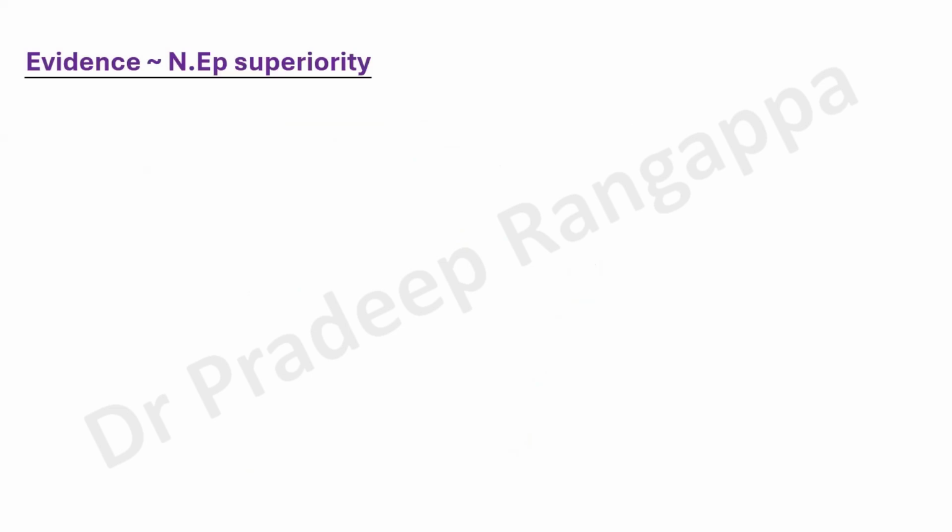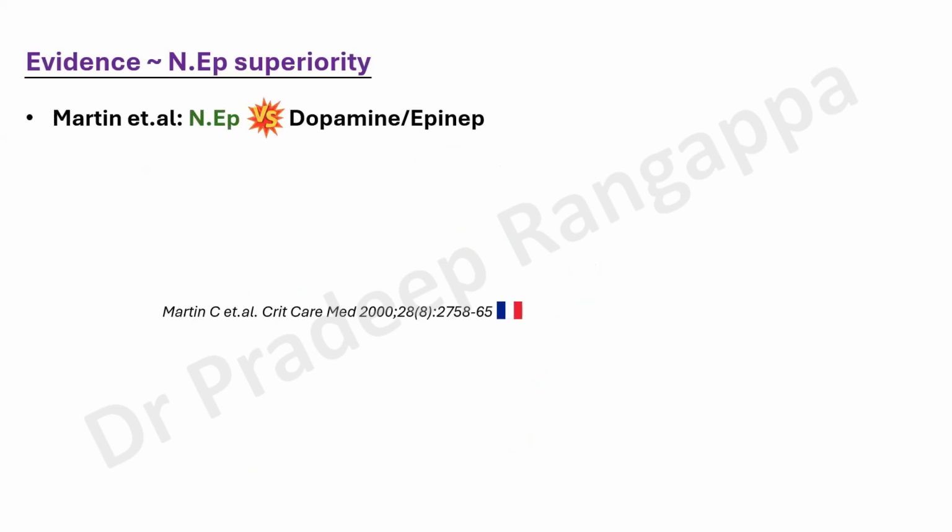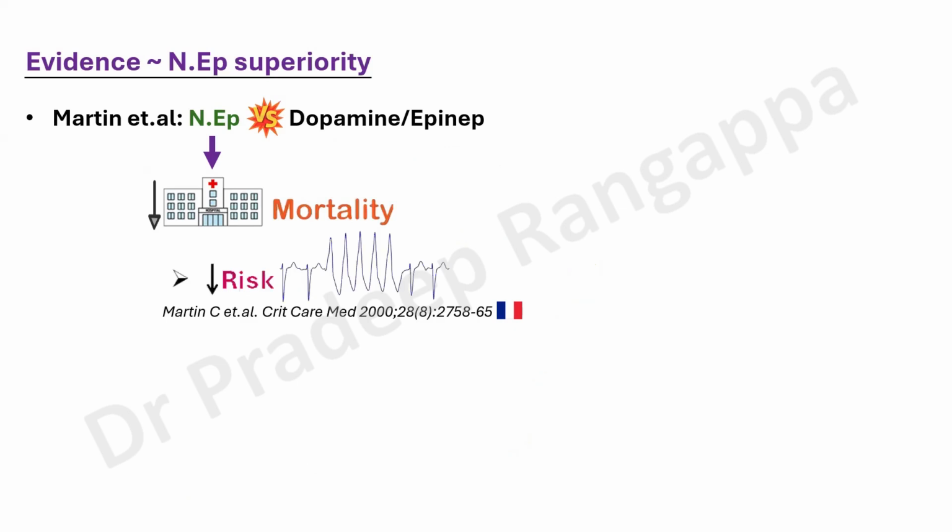And evidence of norepinephrine superiority comes from this Martin et al. study from the French group, where they compared norepinephrine versus dopamine and epinephrine. And they showed that the norepinephrine group had reduced hospital mortality when compared with dopamine and epinephrine. And there was reduced risk of tachyarrhythmias with norepinephrine. So these clearly show that in ICU setting, norepinephrine always has remained the first drug of choice.